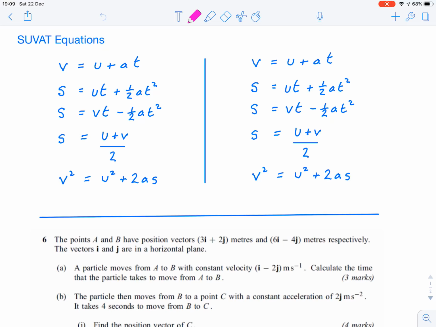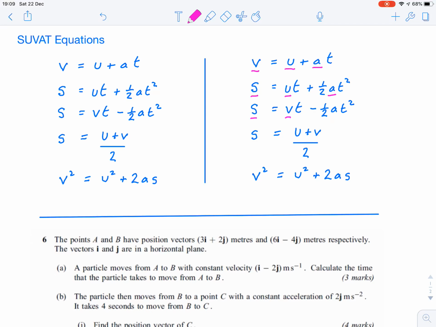This is an example question on using SUVAT in 2 dimensions. I've started by listing the SUVAT equations to point out that if we move into 2 or even 3 dimensions, we can treat most of them as vector equations. So v equals u plus at becomes the vector v is equal to the vector u plus the vector a times the scalar time.